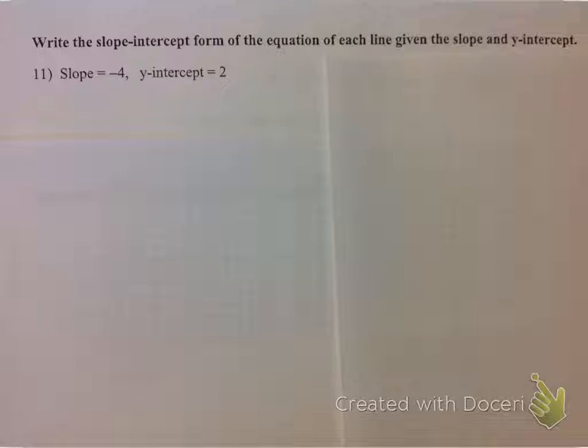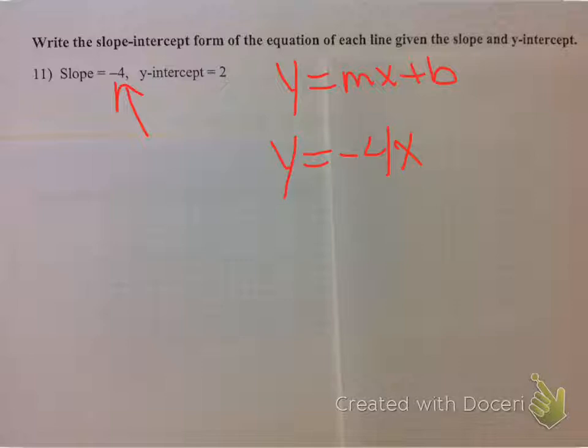Write the slope-intercept form of the equation of each line given the slope and the y-intercept. So this time we are doing slope-intercept form, but the slope and the intercept are given to us. Now we just need to write the equation. So again, we're still using y equals mx plus b, and we're just substituting. Y equals -4 is my slope, so I'm substituting that in. X plus the b, which is 2. That's it.